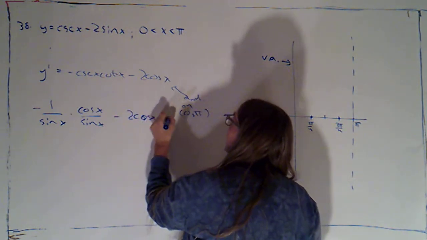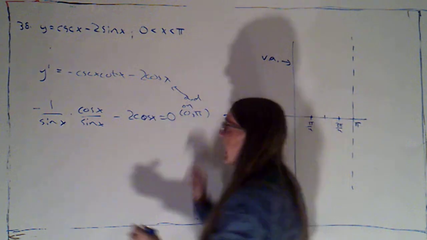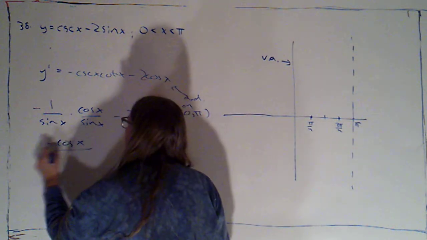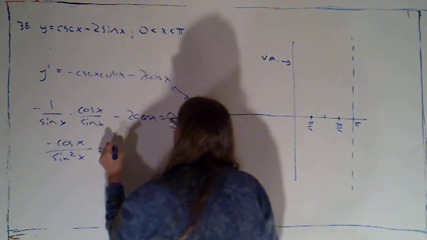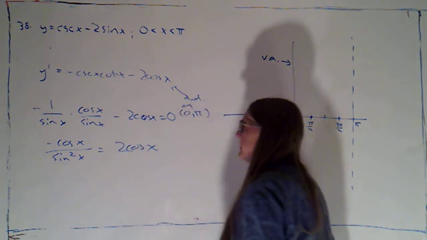And I want this to equal 0. So I'm just going to add this over. So I get negative cosine of x over sine squared x equals 2 cosine of x.